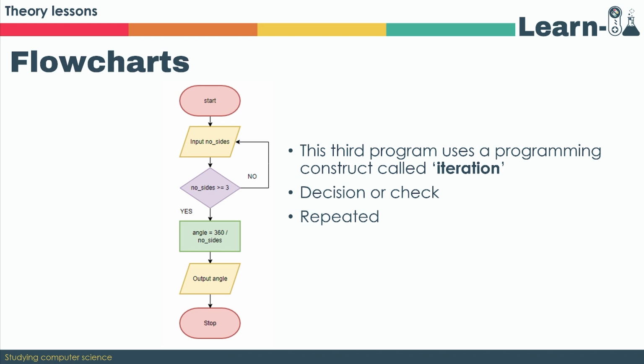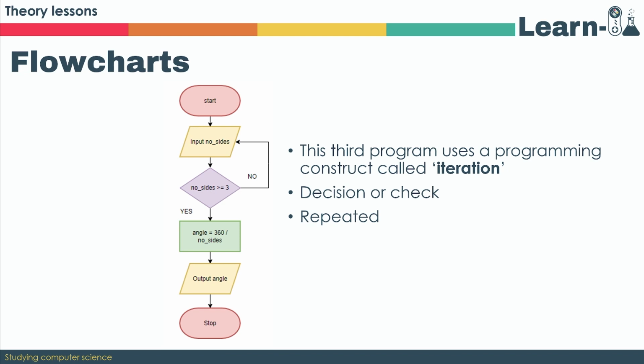So we input number of sides. If they've entered, for example, 2, then number of sides will not be greater than or equal to 3, so we'll ask them to input it again. And if they put 2 again, they could keep going around this loop or keep going around the check infinity times. Hopefully they'll eventually put something that's acceptable.